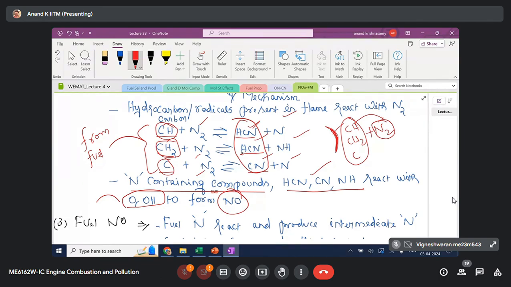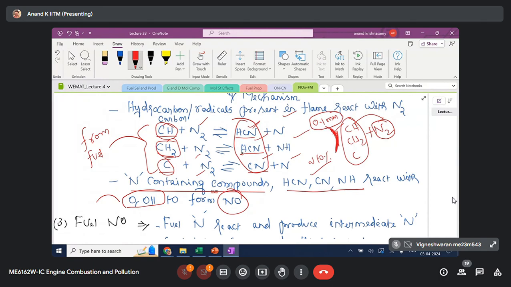But the contribution of prompt NO is less, as I said, it is only 10%. Can you think of some reason for why the contribution is very low? It's only 10%. So the reason here is the flame. I said prompt NO is the NO formed within the flame region. The thickness of the flame is very low. It's generally around 0.1 mm, 1 by 10th of a mm. That's typical, so the flame is going to be very thin.